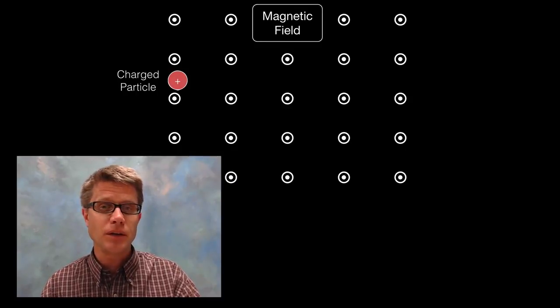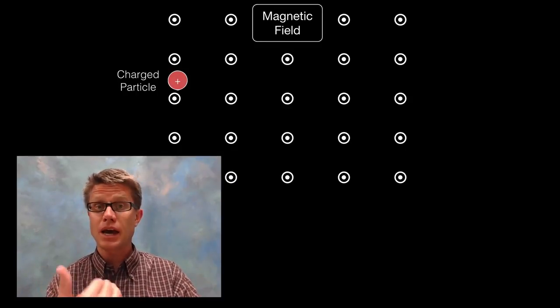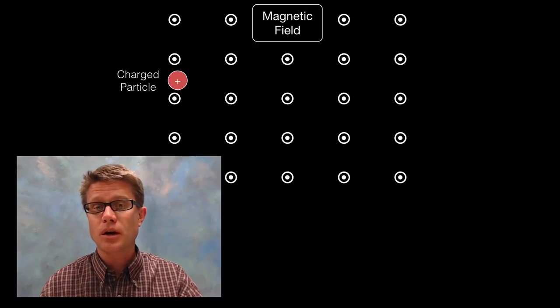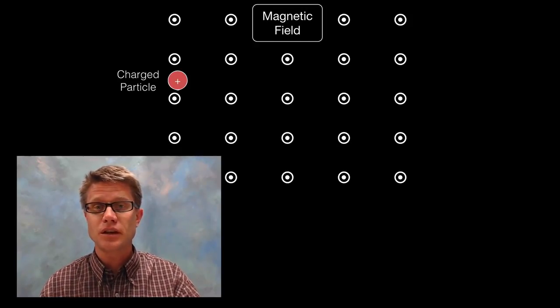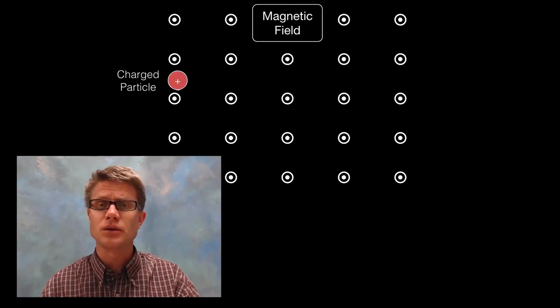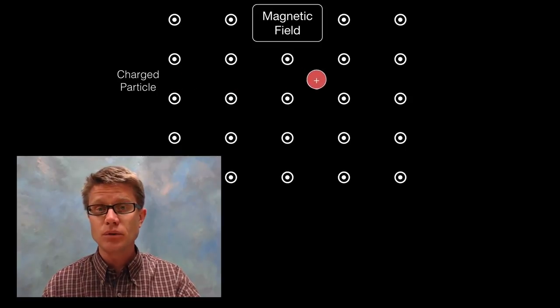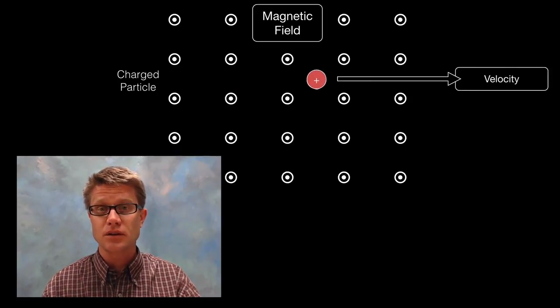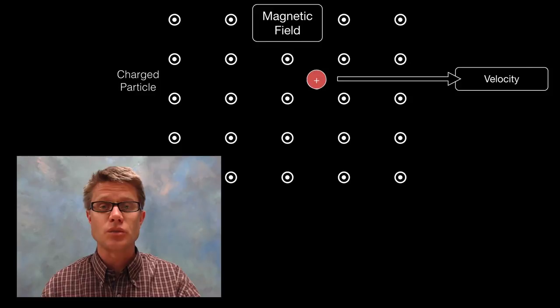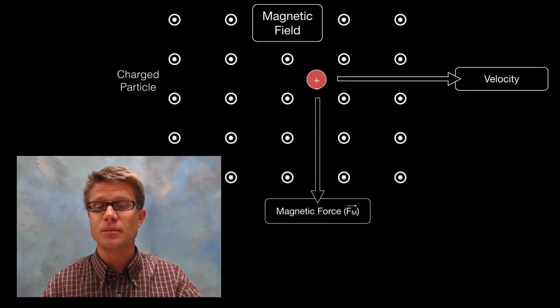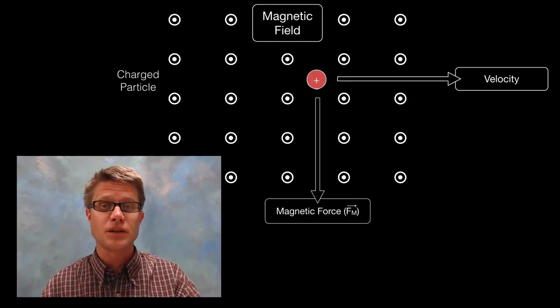So we've got a magnetic field that's coming out at us. Let's say we have a charged particle that has no velocity. It's just sitting there. Is there a magnetic force acting on that charged particle? The answer is no. If it's not moving, there's no magnetic force. But as it moves, it has a velocity vector. And if you're ever moving as a charged particle through a magnetic field, then you're going to have a force applied to you, and we call that the magnetic force, or F sub m.